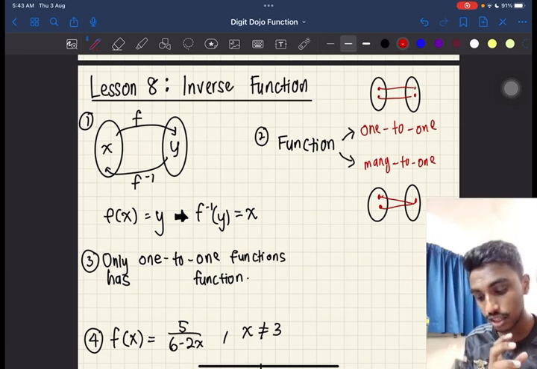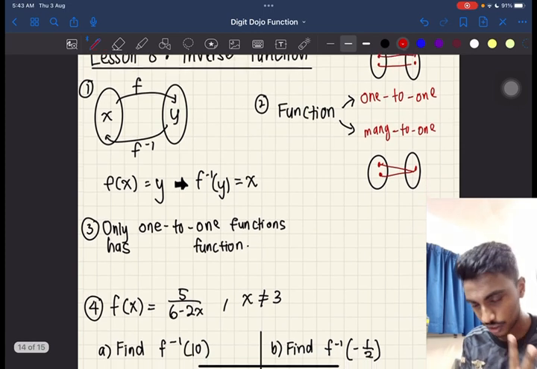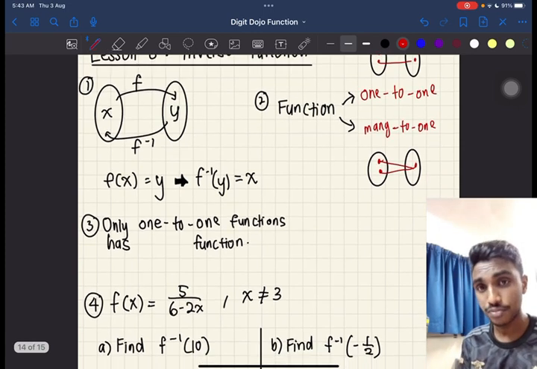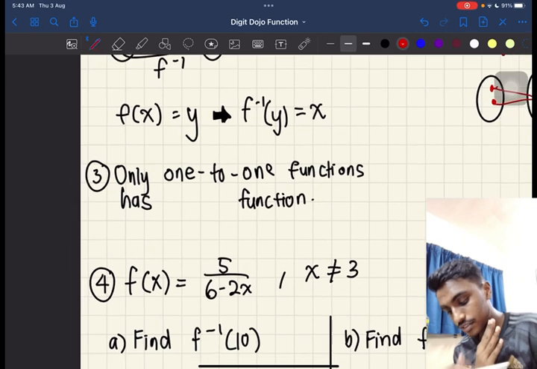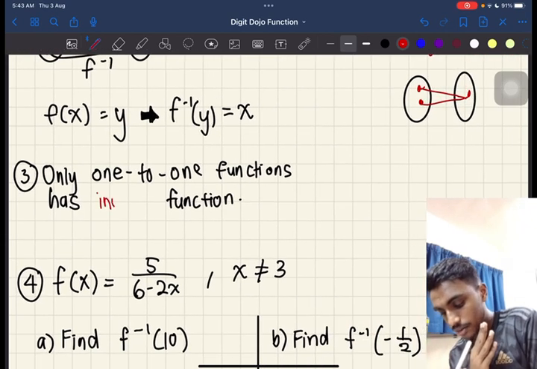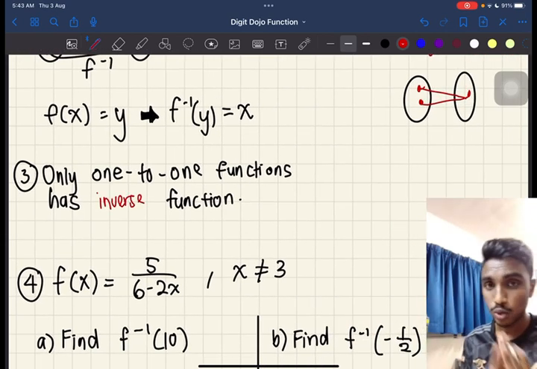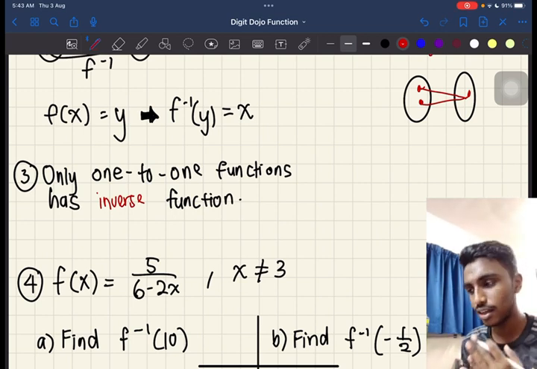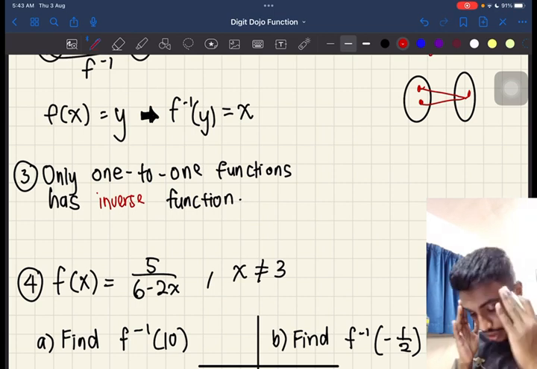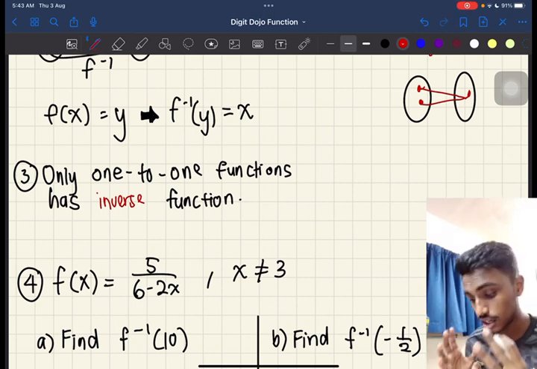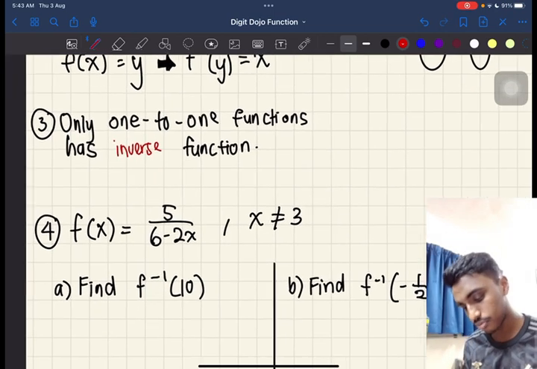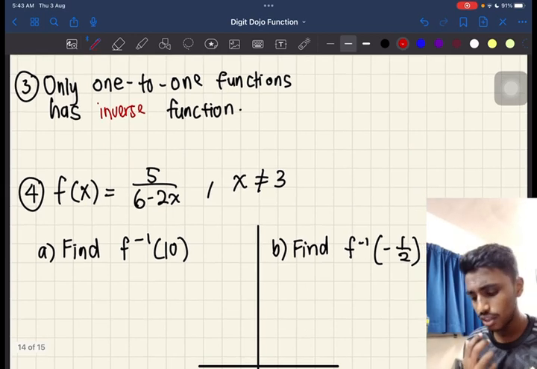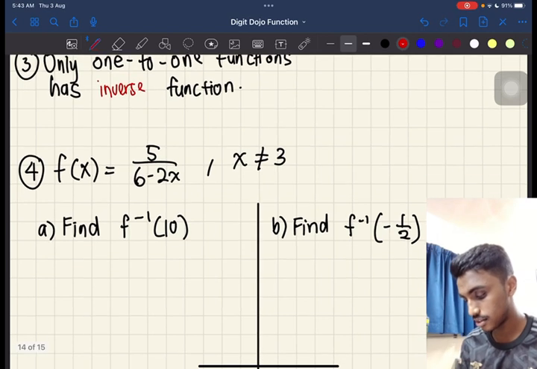And very importantly, of these two functions, only the one to one function has an inverse function. So that's our third point: only a one to one function has an inverse function. Whenever they ask you to find an inverse function, remember that the function will be a one to one function. Now we'll try to solve questions the way they will ask. Here is an example.